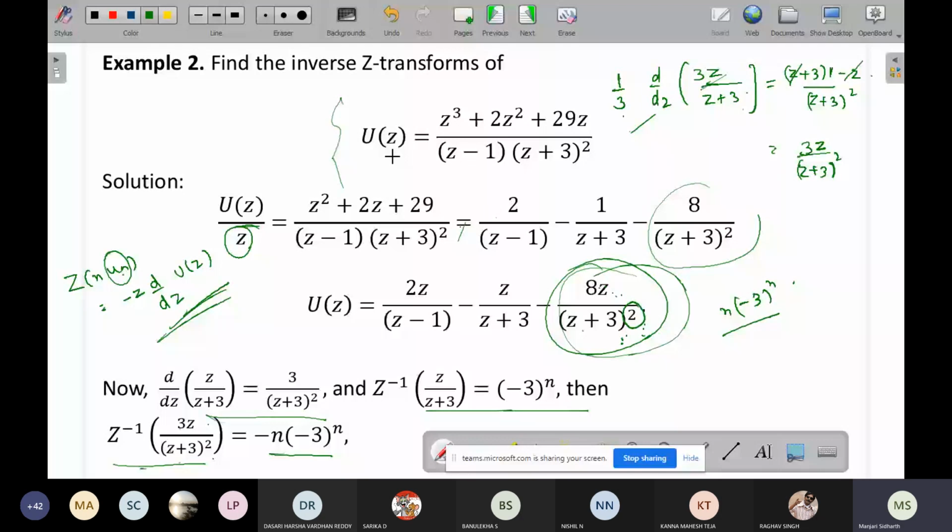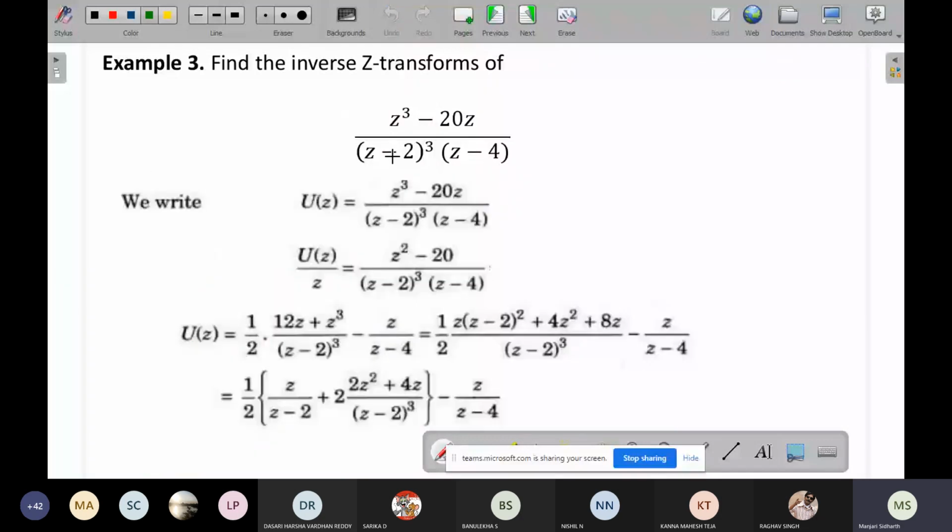Okay. One more question is this. Again, I will upload the slide and you can go through it. Z cube minus 20z over this, this is U(z). So the first step is to take one z common from the numerator and keep it safe here. So you will get z square minus 20 over this. Now partial fraction.